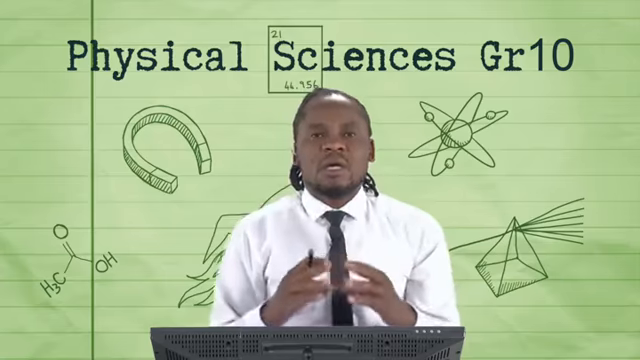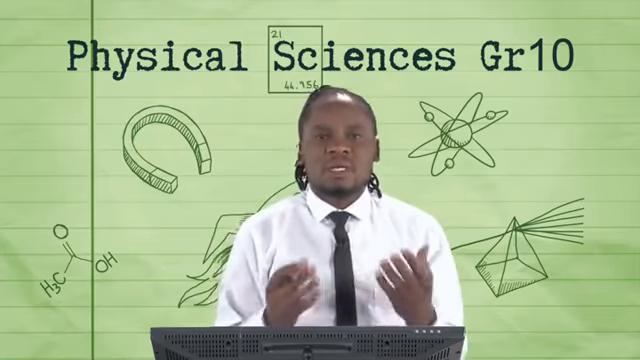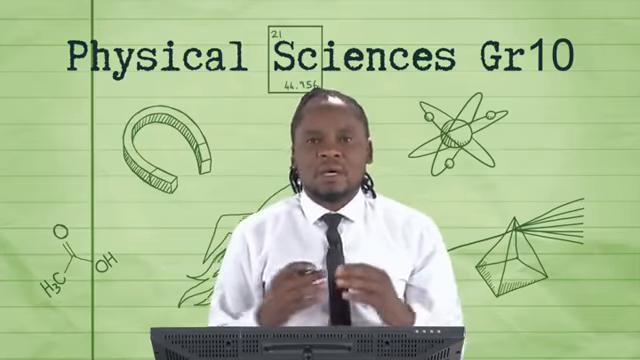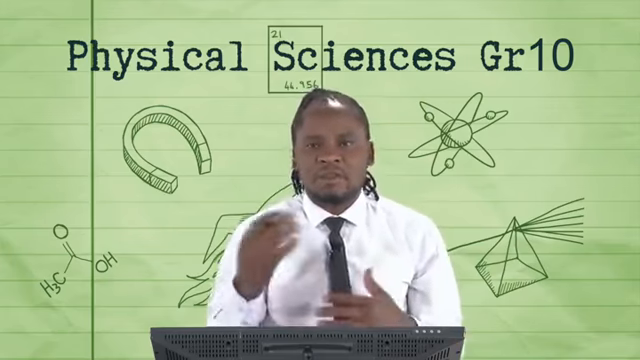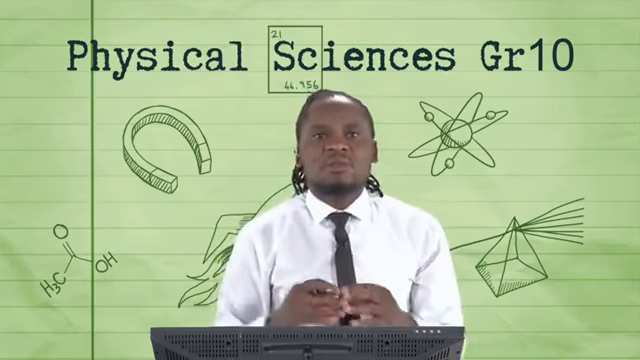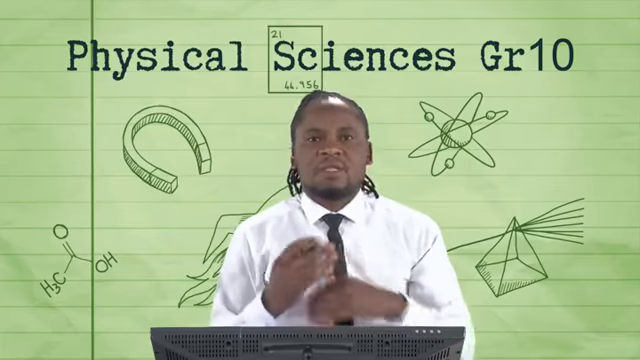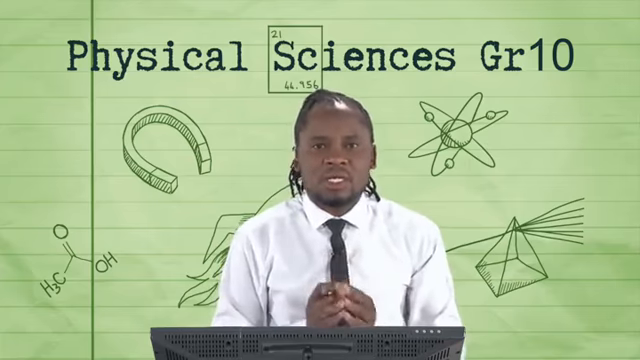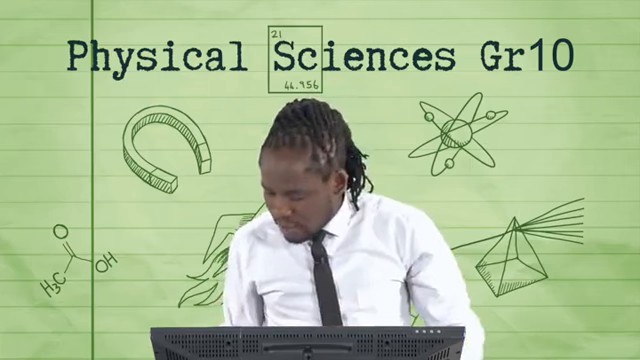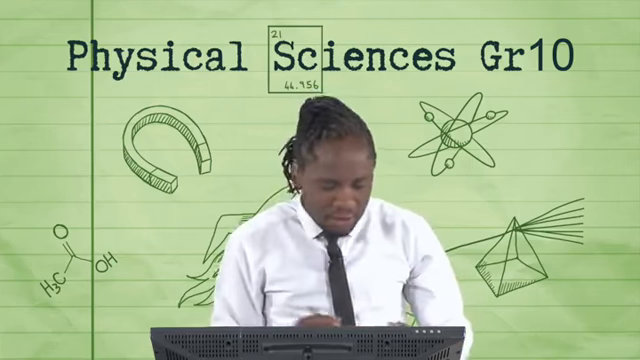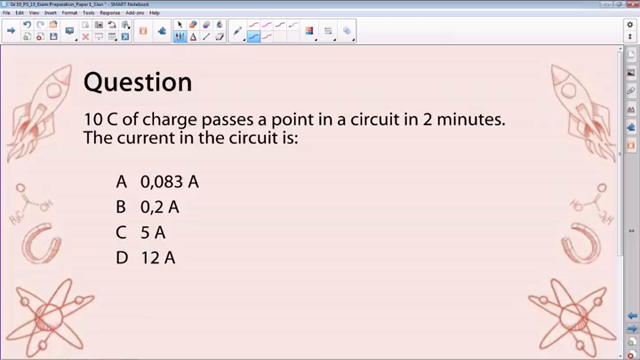Now let's look at further questions. I'll give you a chance to attempt all of them. I'll give you about a minute. I'll be flipping every 10-15 seconds, so just keep track of the time. Then after that, I'll try to consolidate. Right, starting from now, this is the first question I would like you to attempt. It says 10 coulombs of charge passes through a point in a circuit in 2 minutes. The current in the circuit is... starting from now, I'll give you 2 minutes to attempt.